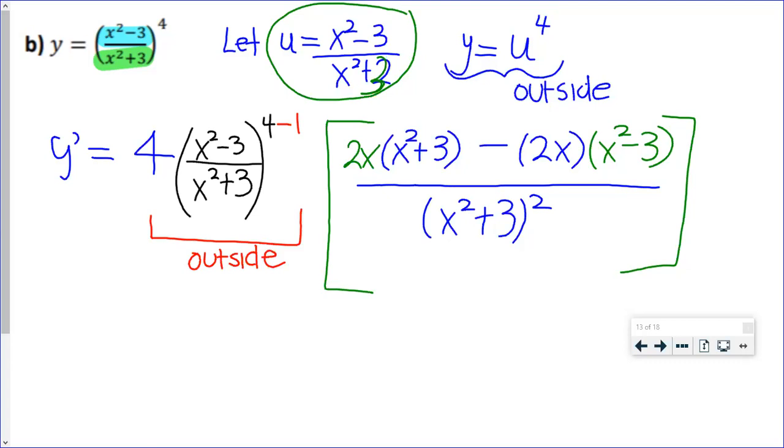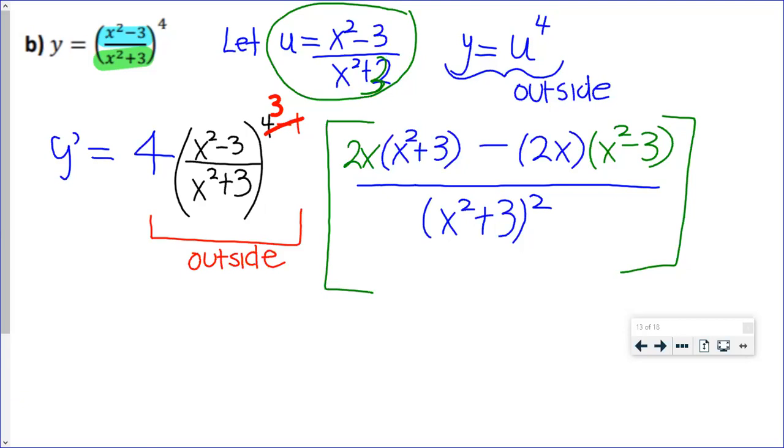Okay, so now I'm going to start combining everything together. First of all, let's just change this as a next step. I'm going to change this to a power of 3. That would be my next step, to write everything as a power of 3. I'm just trying to save some time here.